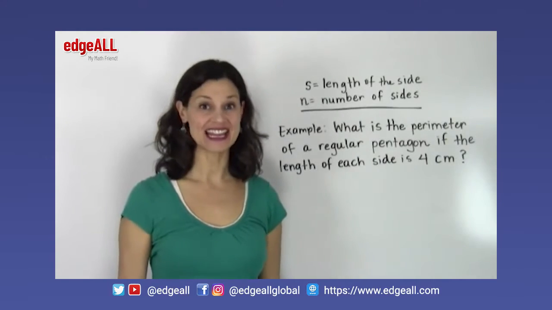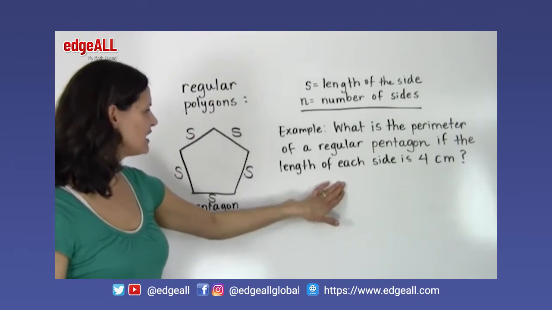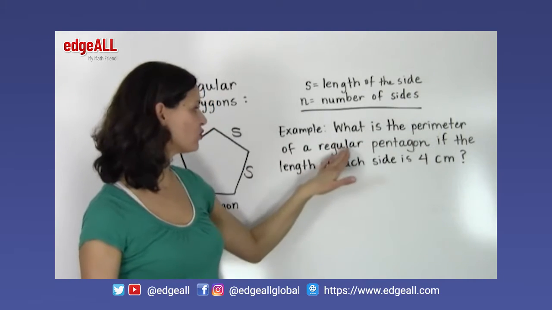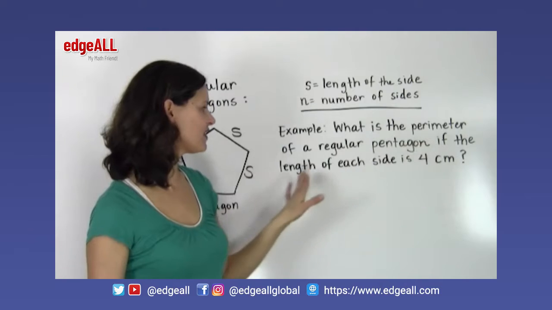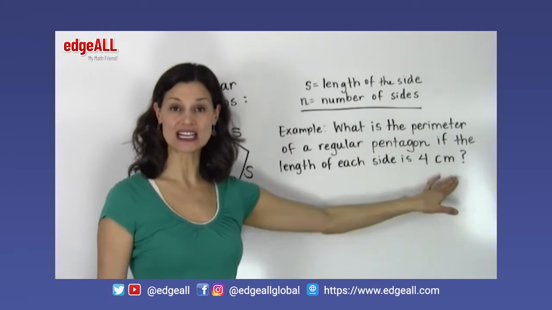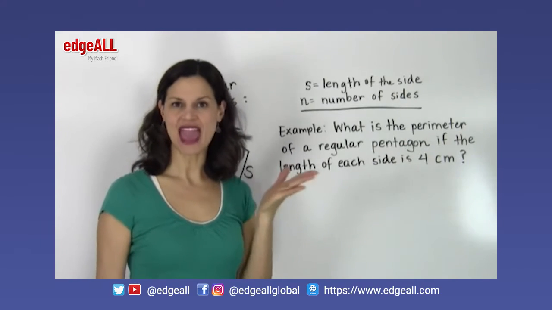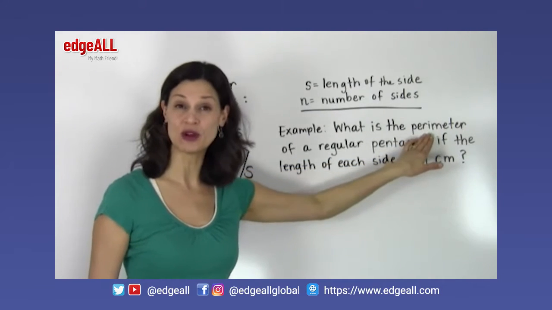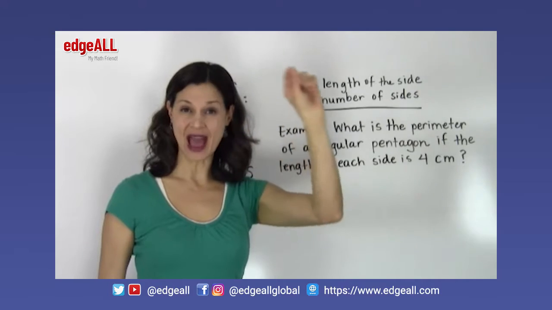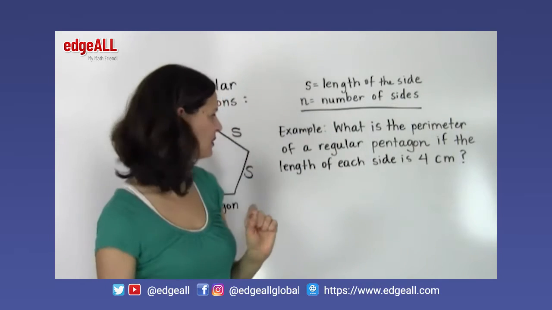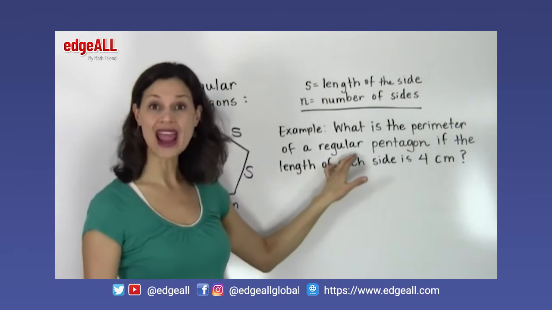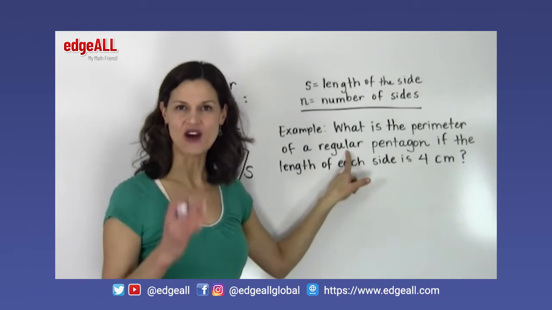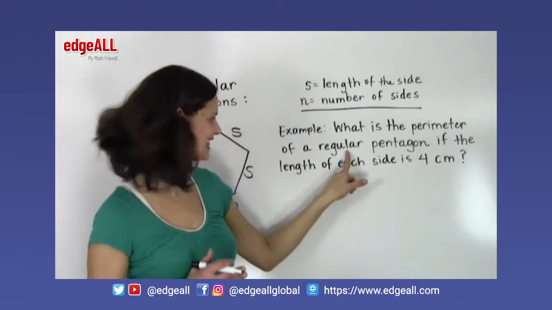Let's take a look at an example. Our example here asks us, what is the perimeter of a regular pentagon if the length of each side is 4 centimeters? So we've gathered our information here in our example. We know we're looking for the perimeter, or the length of the outside edge of our shape. And we know that it's a regular pentagon. So we know that all sides of our pentagon are equal in length.